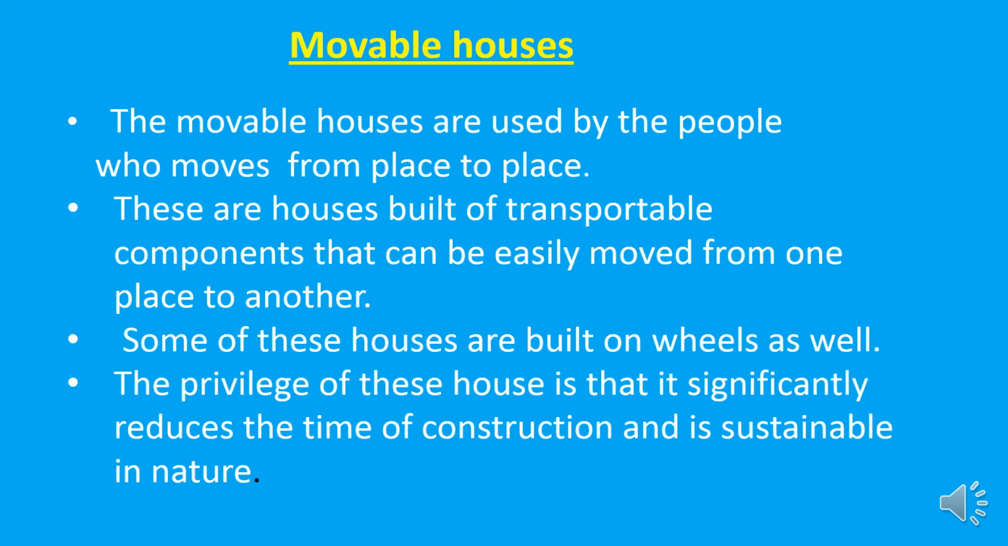Children, today we learn about mobile houses. There are three types of houses: temporary houses, permanent houses, and mobile houses. Mobile houses almost come under temporary houses only. Okay, I'll explain. Who will use these mobile houses? The mobile houses are used by the people who move from one place to another place.